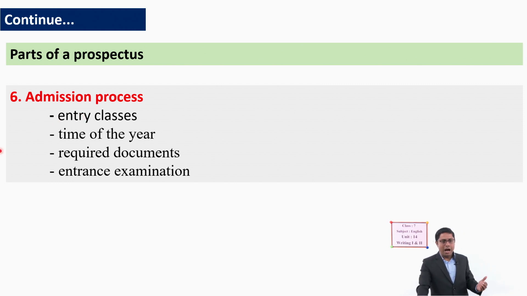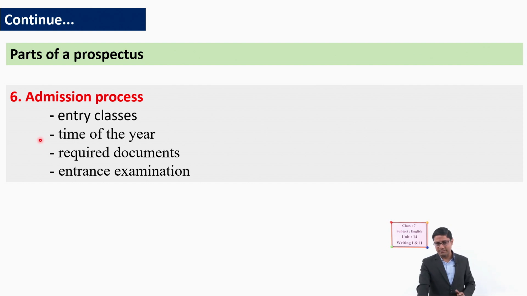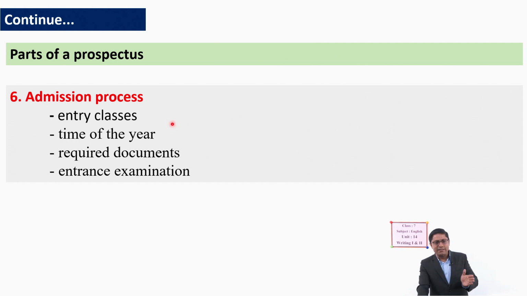Similarly, next is admission process. That means how a new student can study in your school, you need to mention that. For example, entry classes, can a student study in any classes, can get admission in any classes, 1, 2, 3, 4, any classes, or are there specific classes, for example, in grade 1 only, or grade 4 only, or 5 only, or 6 only, or 8 only, such things you need to mention.